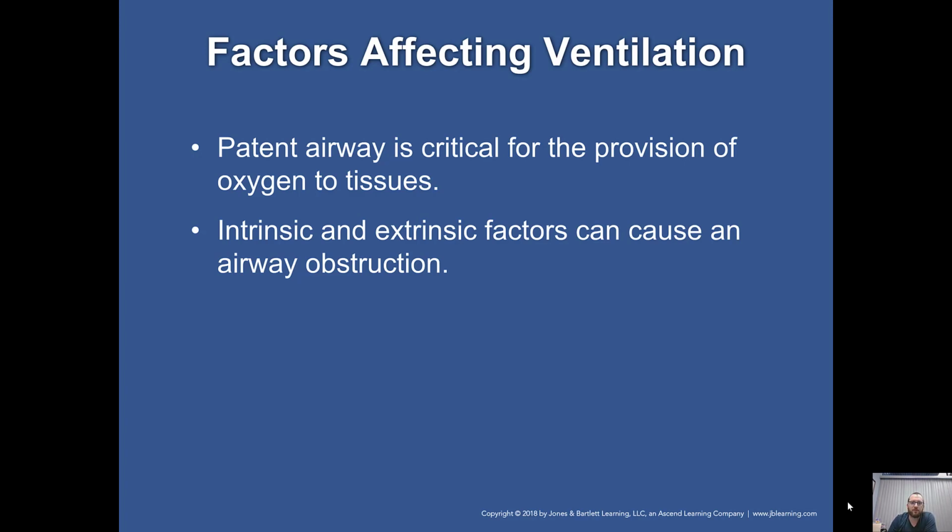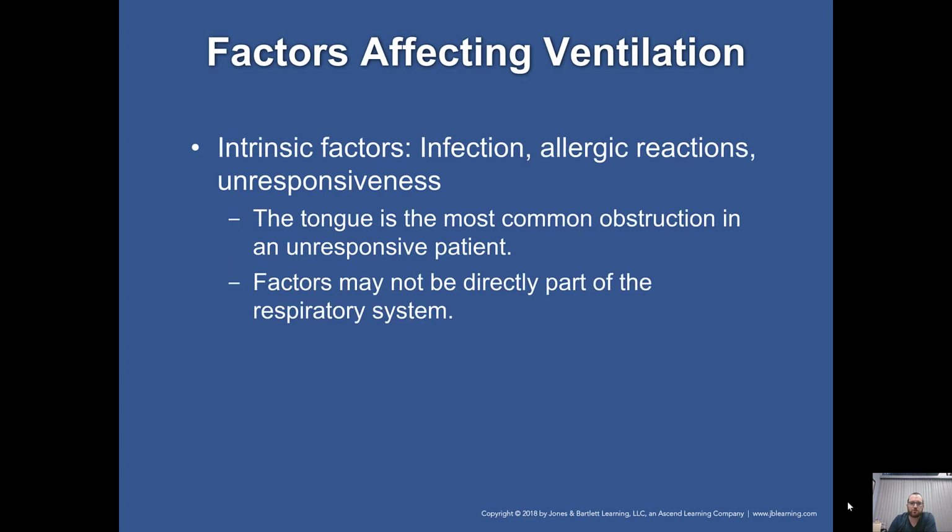All right, so things that can affect ventilation, right? We know there's intrinsic and extrinsic variables or factors. Intrinsic factors, things going on inside the body that are impeding ventilation, right? So infection, allergic reaction, unresponsiveness, right? If you start going a little bit altered, we know muscles start relaxing, right? We're worried about those muscles in the throat relaxing and that tongue dropping back into the airway, right? Number one airway obstruction is the tongue, right? That's why the first thing we do, head tilt, chin lift, or jaw thrust, all that's trying to do is just lift that tongue out of the back of the throat, right?